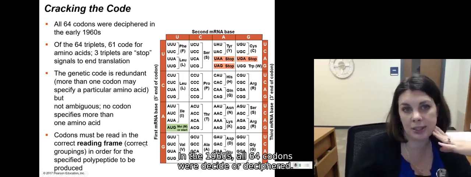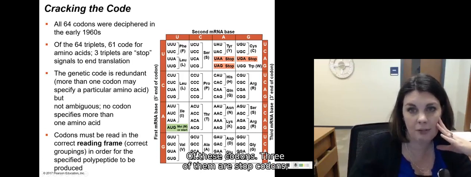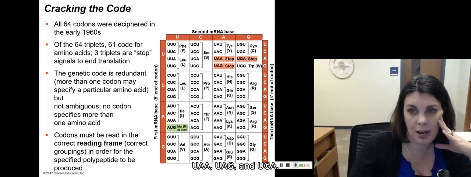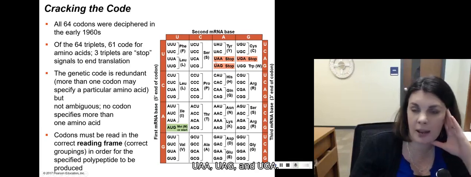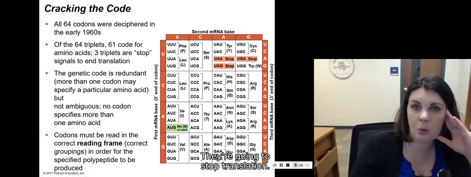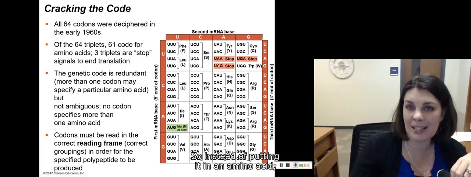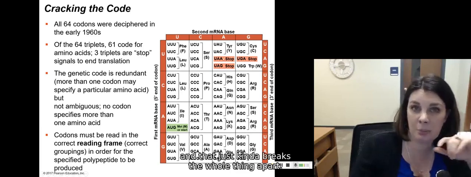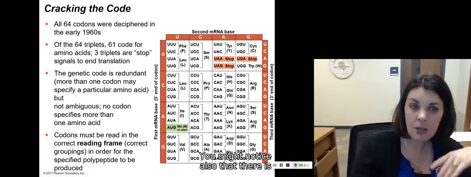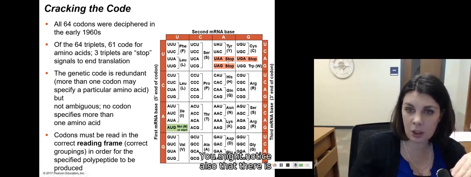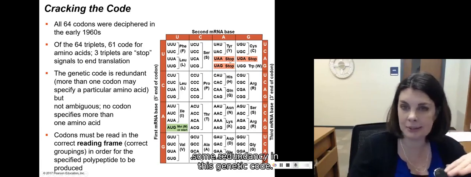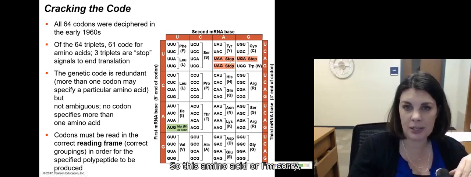In the 1960s, all 64 codons were deciphered. Of these codons, 3 of them are stop codons: UAA, UAG, and UGA. Those are stop codons. They're going to stop translation. So instead of putting in an amino acid, it puts in a water molecule, and that just kind of breaks the whole thing apart. You might notice also that there is some redundancy in this genetic code.